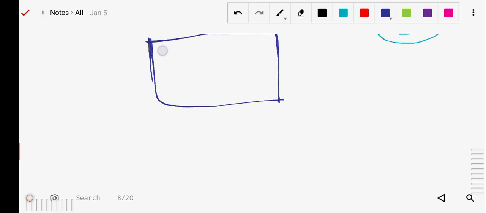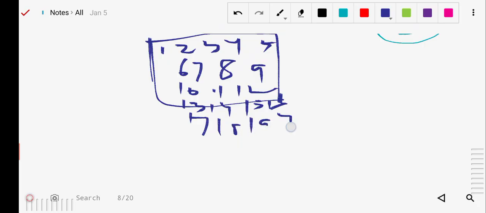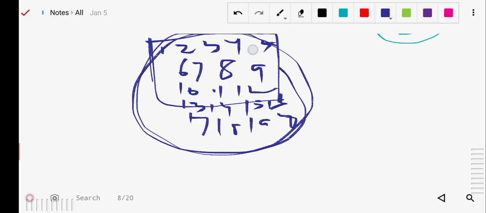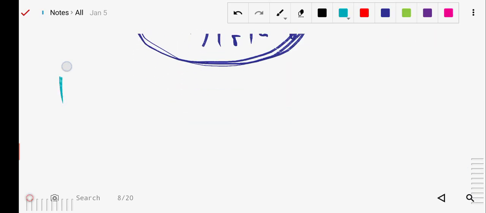20 balls. So there is written 1, 2, 3, 4, 5, 6, 7, 8, 9, 10, 11, 12, 13, 14, 15, 16, 17, 18, 19, and 20. These are the balls. Numbers are written on the balls and they are in one box. Now we have to find the probability for some conditions that are given.